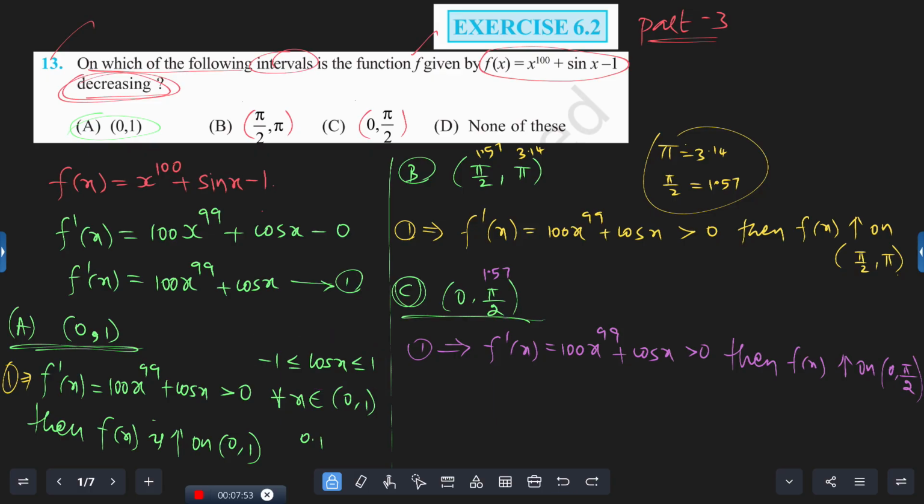So what happened? Everything is increasing. They asked only which of the following is decreasing. Everything is increasing. A is increasing, B also increasing, C also increasing. So then none of these you can go for. All the 3 are increasing. Then none of these is best because nothing is decreasing. Therefore A option, B option, C option are increasing on the given interval.